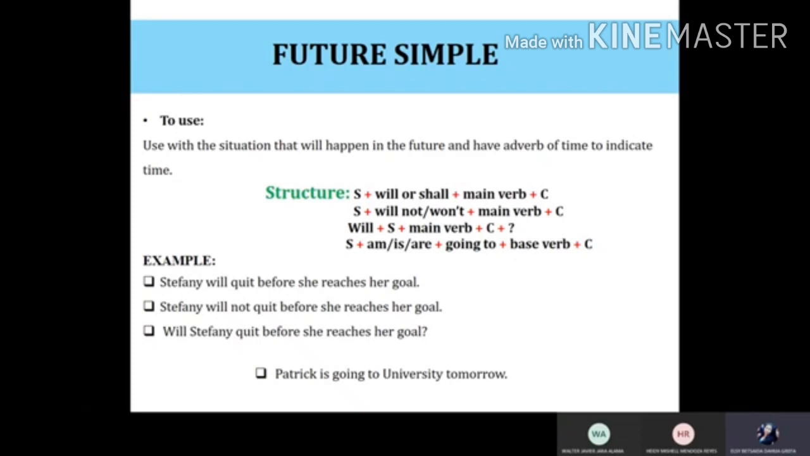For example, Stephanie will quit before she reaches her goal. In negative, Stephanie will not quit before she reaches her goal. In question, will Stephanie quit before she reaches her goal?